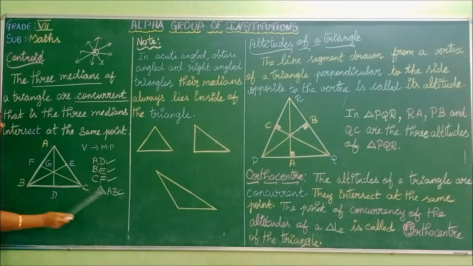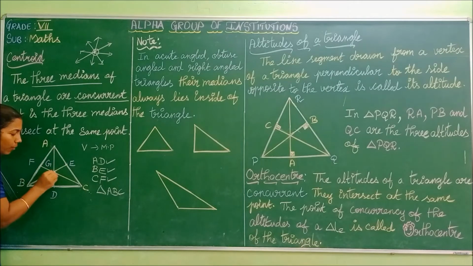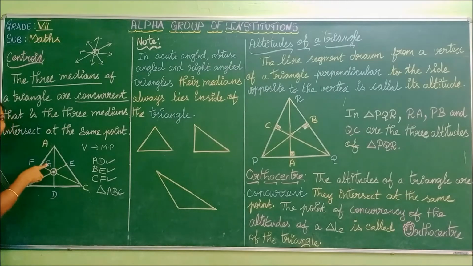Now these 3 medians are meeting at a point. We can also say the 3 line segments are concurrent at a point. This is the point of concurrency. This point is said to be the centroid of the triangle. How can we call this point? Centroid. So the 3 medians of a triangle are concurrent. That is, the 3 medians intersect at the same point. That point is said to be the centroid of the triangle. Do you understand, children? Okay.